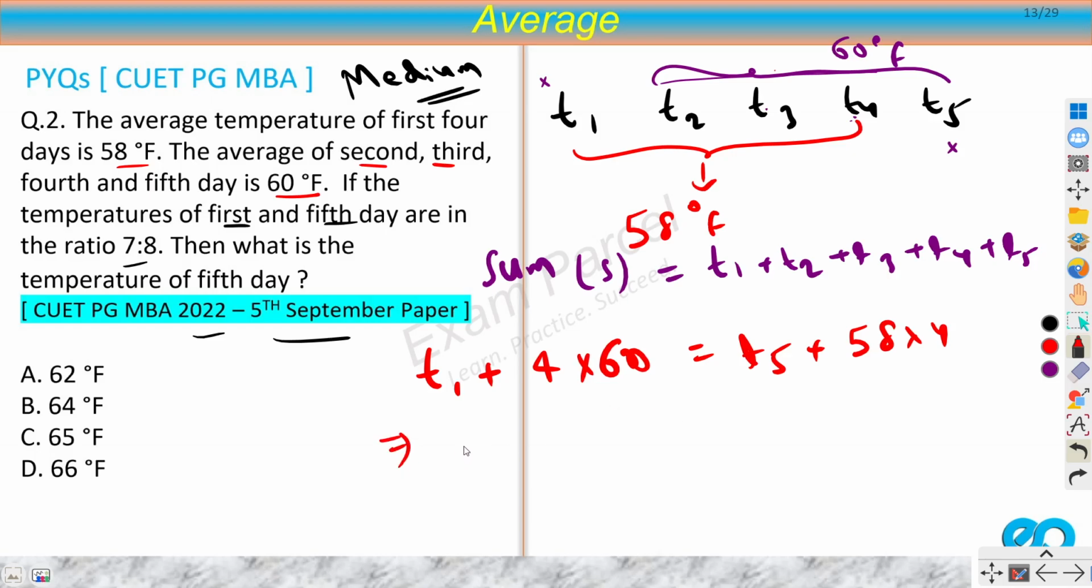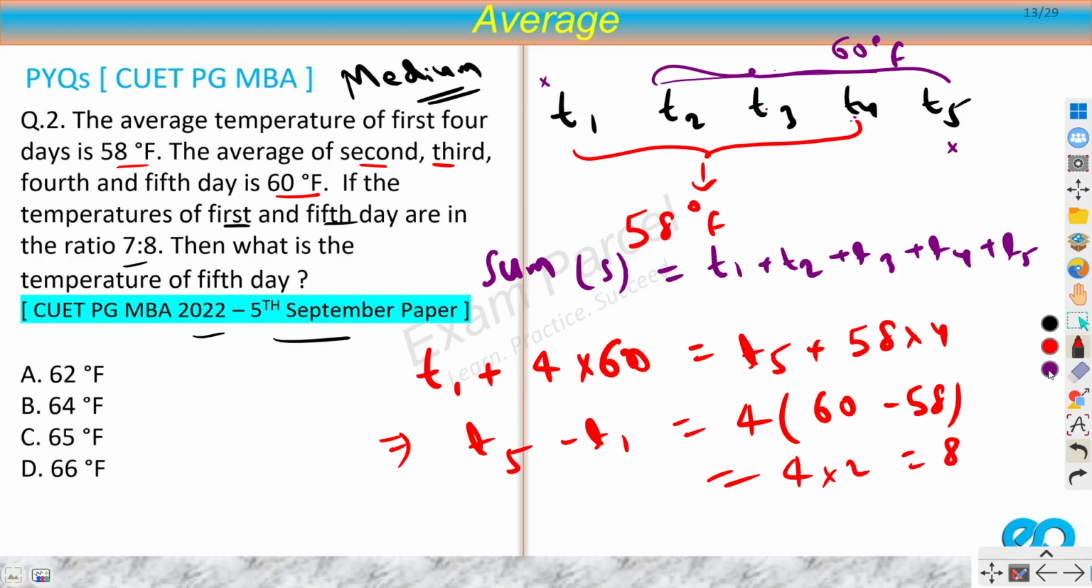Now from here if I solve, T5 minus T1, taking T1 to this side, equals 60 into 4 minus 58 into 4. You don't need to calculate this. You can take 4 common, so 4 into (60 minus 58). From here we get 4 into 2 equal to 8. So we found our equation where T5 minus T1, the difference between these two temperatures, is 8 degrees Fahrenheit. Also, there is one more piece of data. The temperatures of the first and fifth day are in the ratio 7:8, so we know these ratios as well. Let us move to the next page.